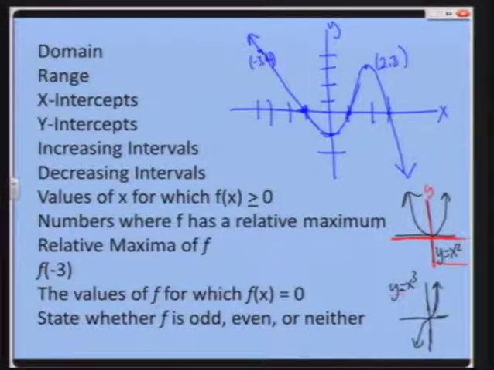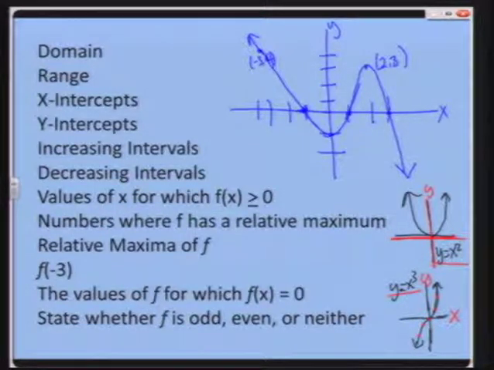Y equals x cubed, on the other hand, is an odd function. Notice if we fold it along the y-axis and then fold it again so that we folded it into quarters along the y-axis and the x-axis, it would match there. So that's what happens. An odd function is symmetric with respect to the origin. If I have a point right here, then it's reflected down here. A point here is reflected down here.